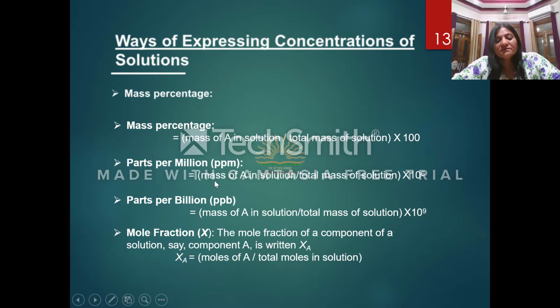Now parts per million. This is one of the important concentration expressions. When the solute amount is very small compared to the amount of solvent, in parts, it is the mass of A in solution divided by the total mass of the solution, times 10 raised to power 6. So for very dilute solutions we use the concentration expression ppm. Parts per billion is the mass of A in solution divided by the total mass of solution, times 10 raised to power 9.